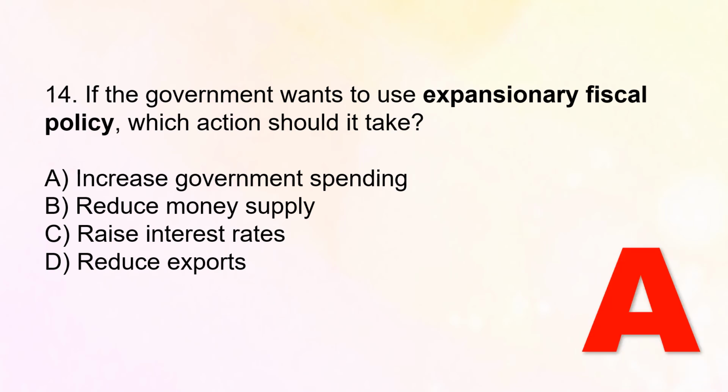Letter A is correct because expansionary policy is used to stimulate economic growth by increasing government spending or cutting taxes to boost aggregate demand. Letter A is the best answer. Letter B is incorrect because reducing the money supply is a contractionary monetary policy.